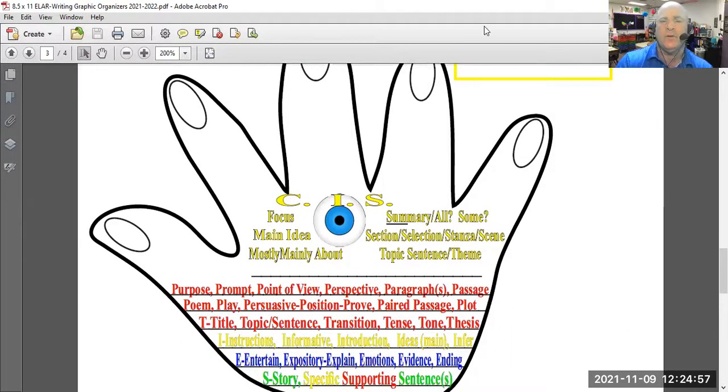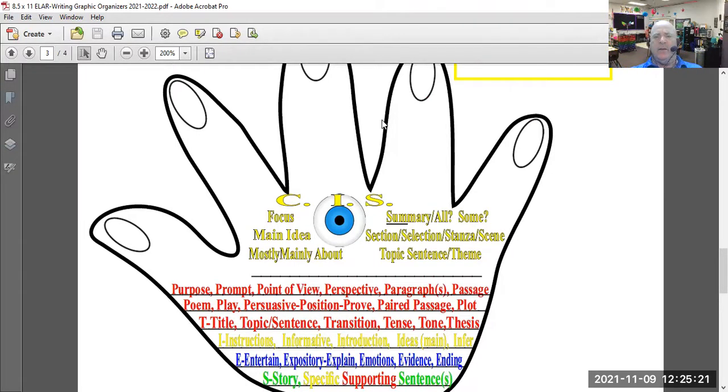And so there's many things that you want to think about. The thumb, as you can see there, is the beginning. The fingers are the middle. The pinky is the end. The thumb is the introduction. The fingers are the middle, the body, and the pinky is the ending.